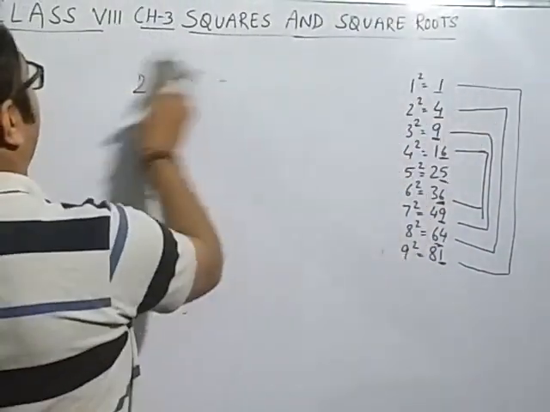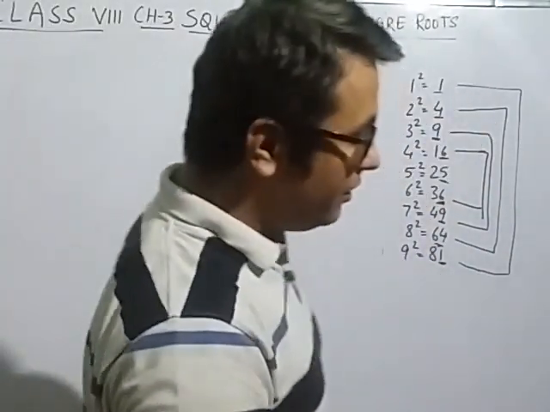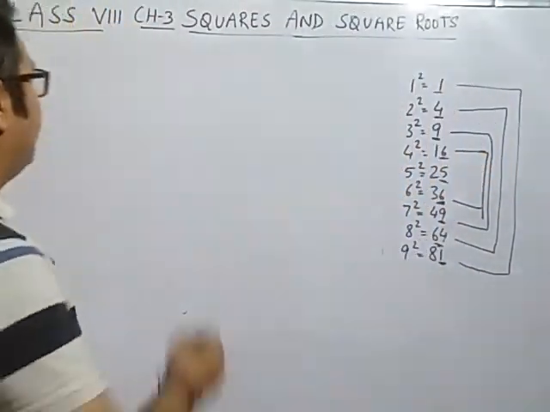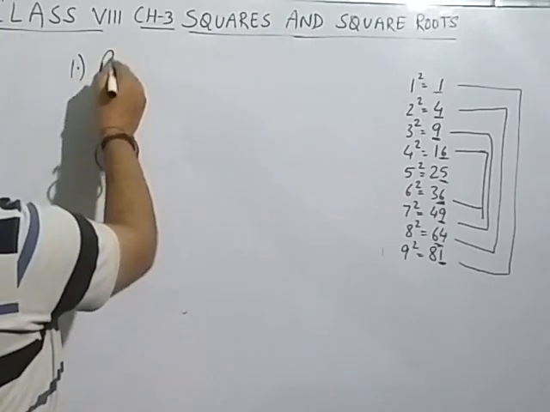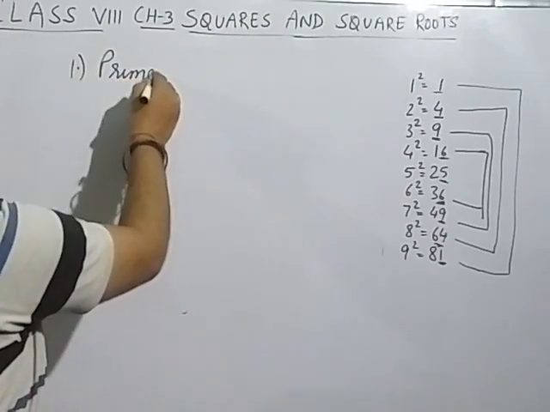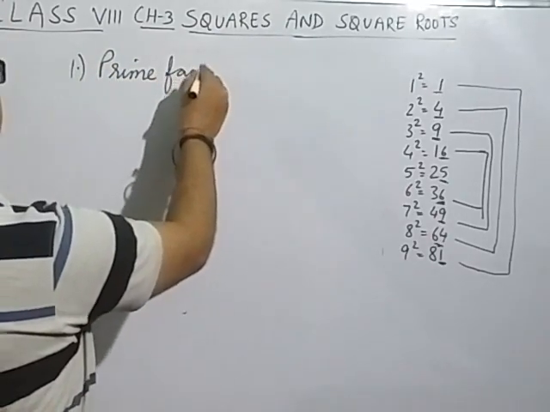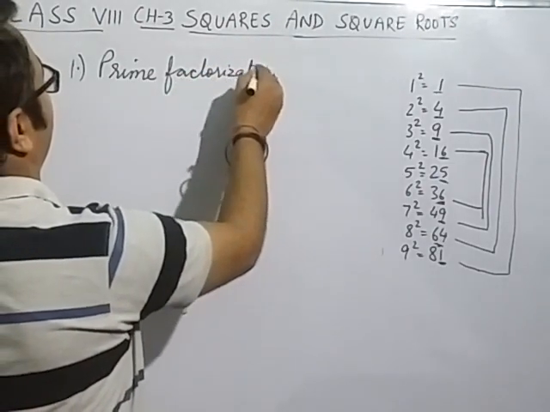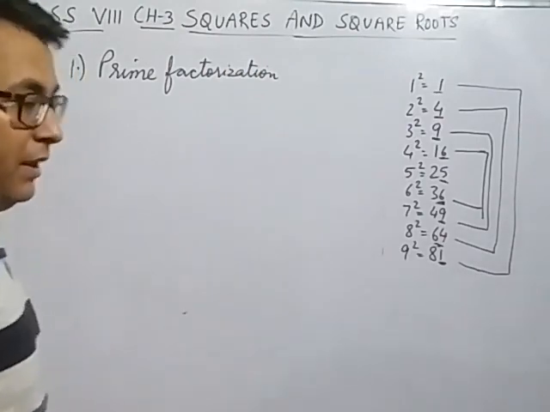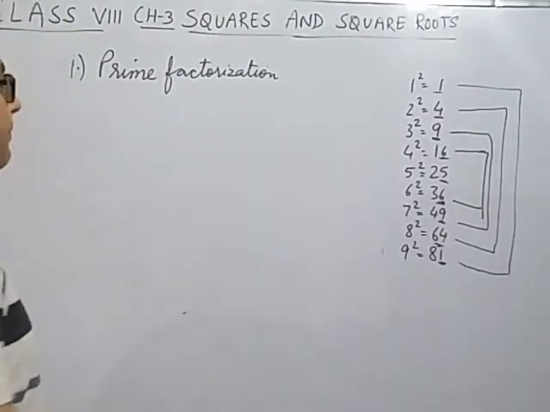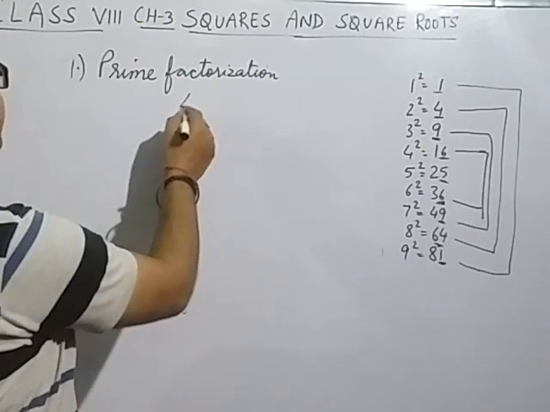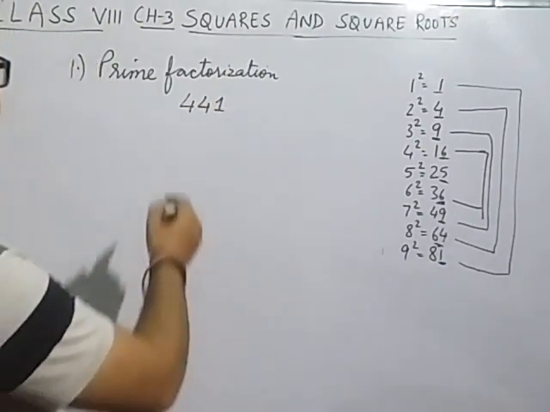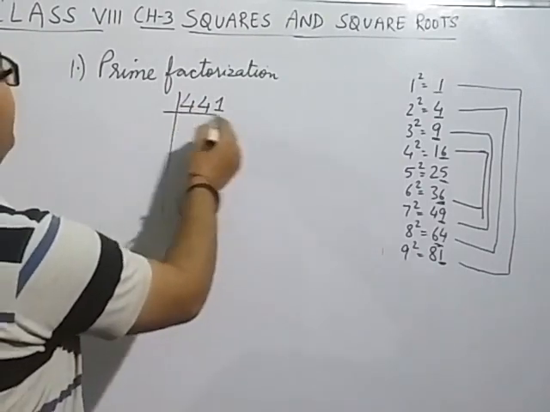Now after this we shall study about 3 different methods to find the square roots. First method is prime factorization method. Let us understand this method with an example. Let's say I want to find square root of 441. First step, I will find the prime factorization of 441.